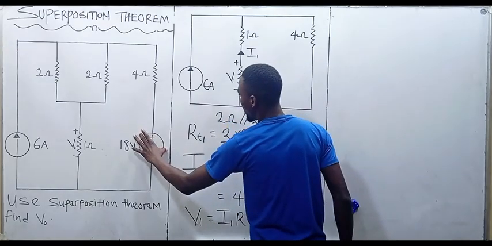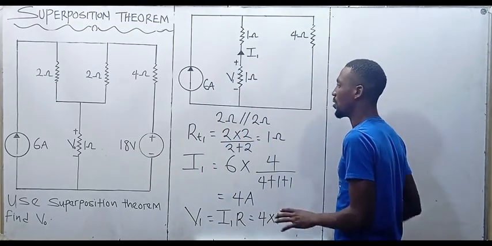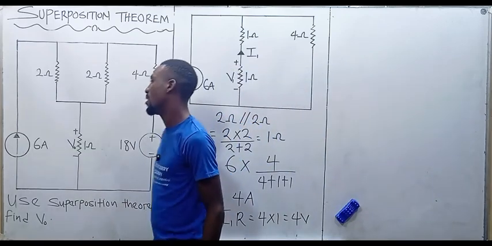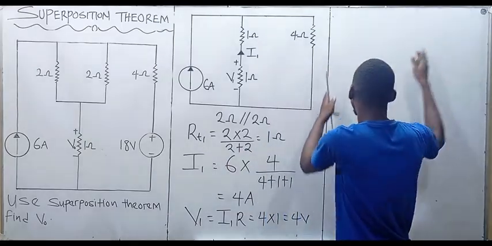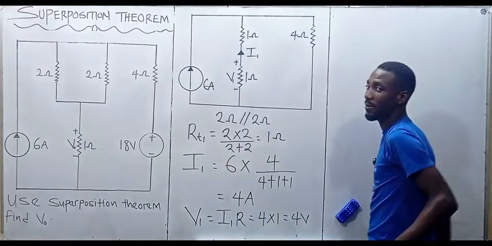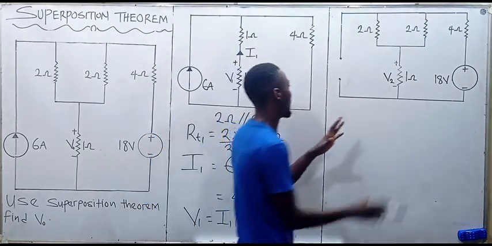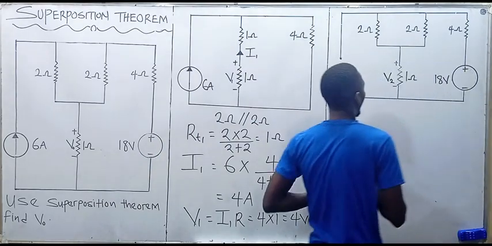So we are going to consider the 18-volt voltage source, while we are going to open circuit this 6 ampere source. We are going to open that circuit, so we are going to draw our new diagram at this part. Right, so here is our diagram. Now we are considering the 18-volt voltage source.